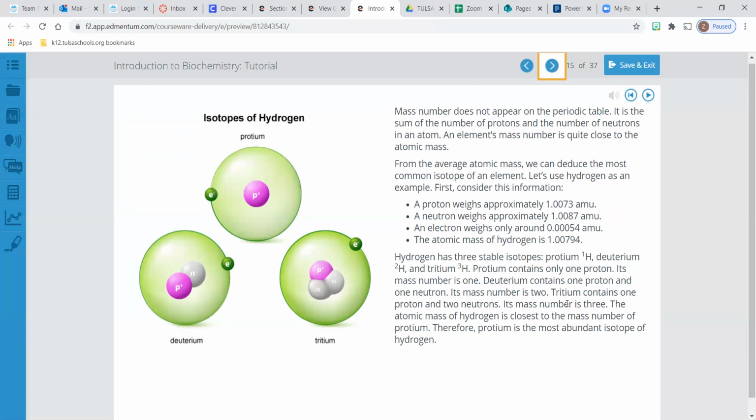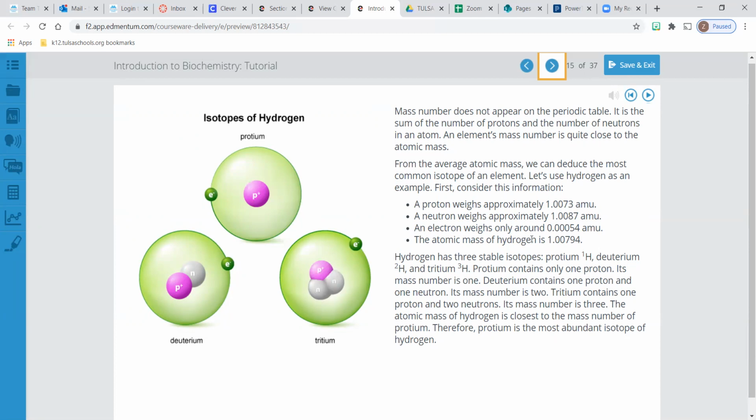Mass number does not appear on the periodic table. It's the sum of the number of protons and the number of neutrons. An element's mass number is quite close to the atomic mass, not exactly. From the average atomic mass, we can deduce the most common isotope of an element. So given the average atomic mass, the average is going to be closest to the actual mass of one of these isotopes, the most common one.